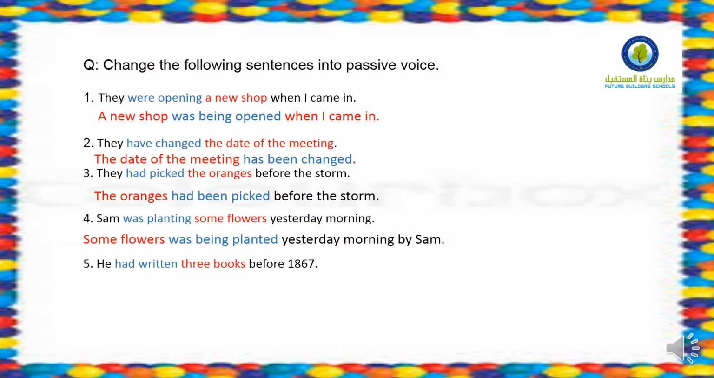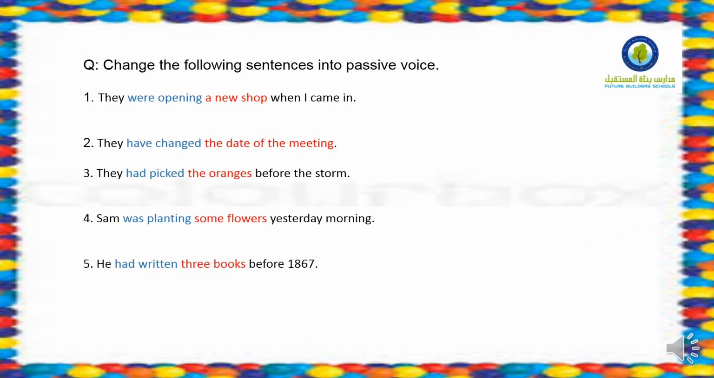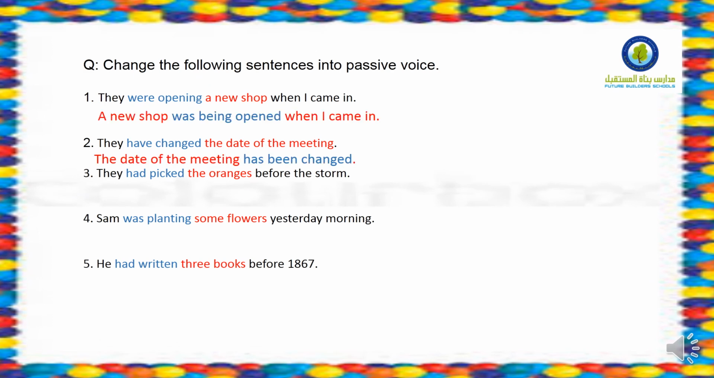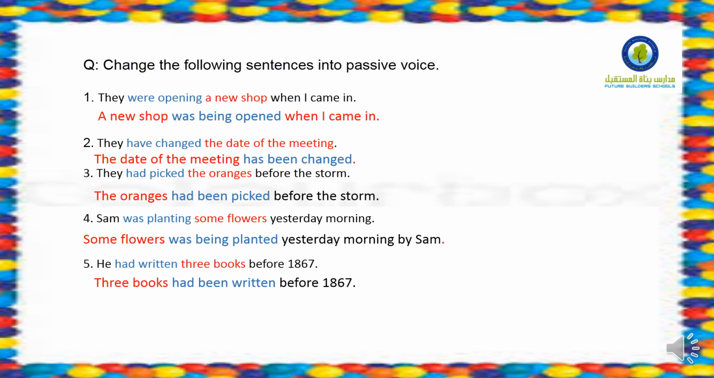Number 5. He had written 3 books before 1867. You bring the object, which is 3 books. Then you put had, then been written before 1867. And by this, my dears, here you have your answers for these sentences. We have changed them from active into passive.